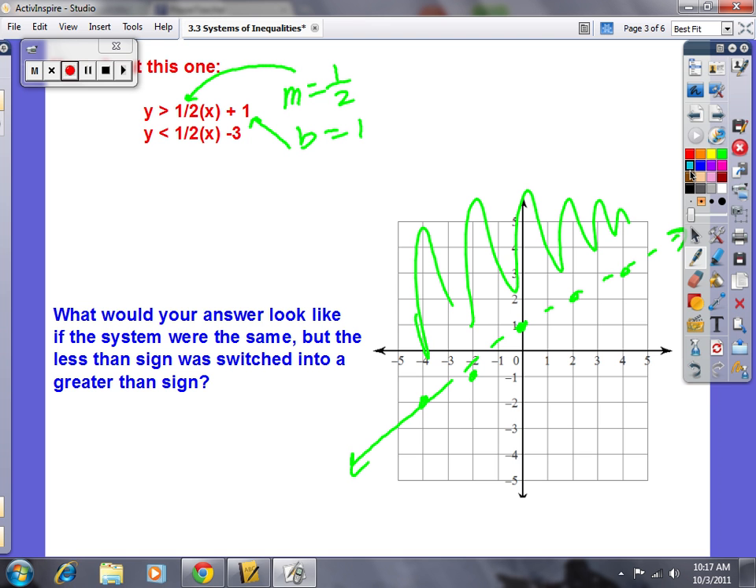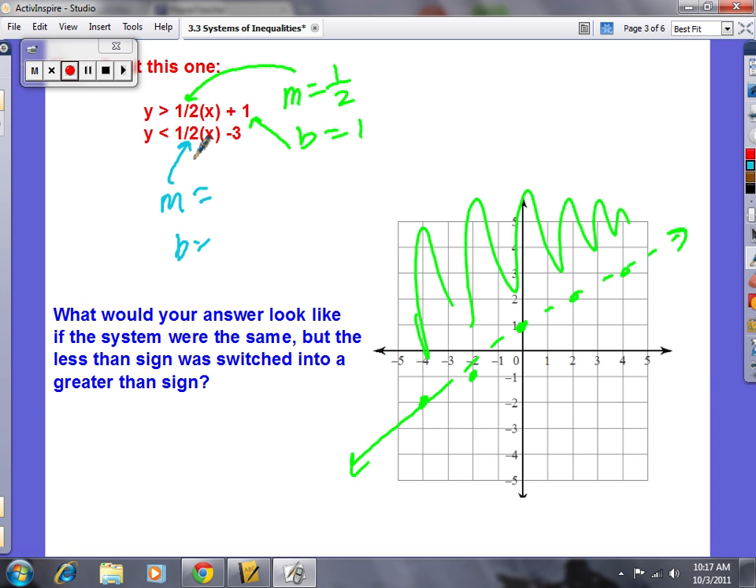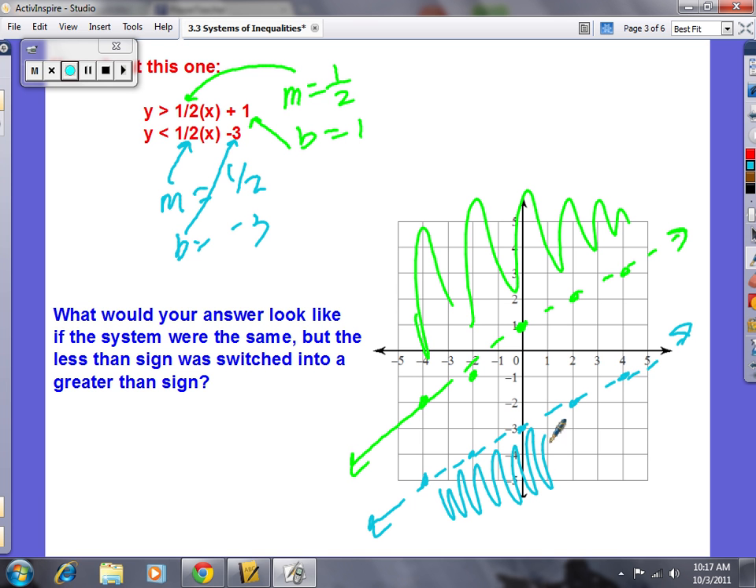And number 2, m and b. M is going to be 1/2 again, so that means they're parallel. B is a negative 3, so start at negative 3, up 1 over 2, up 1 over 2. Or maybe, shoot, they don't look parallel. Did I mess up somewhere? Oh, probably just with my line. Dotted line, and shade everything below. So the answer is what they've got in common.